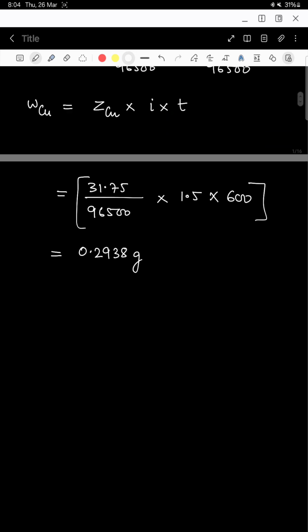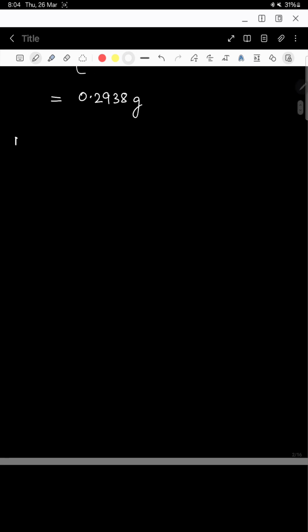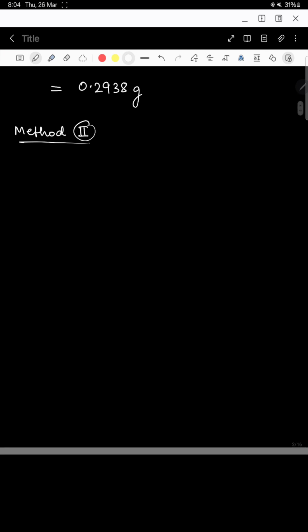Now coming to the second method, method 2. In this method, first we will calculate the Q, that is charge. Charge is current into time. So in the second method we first calculate the charge passing through the electrolyte. So it is current into time. Current given is 1.5 ampere and time is 600 seconds, so it will come out to be 900 coulomb.